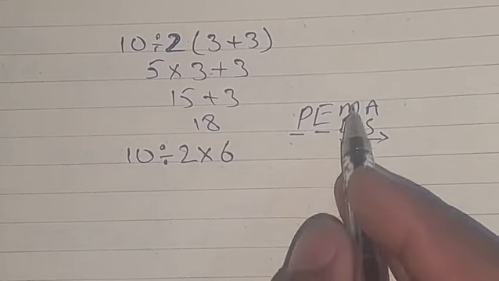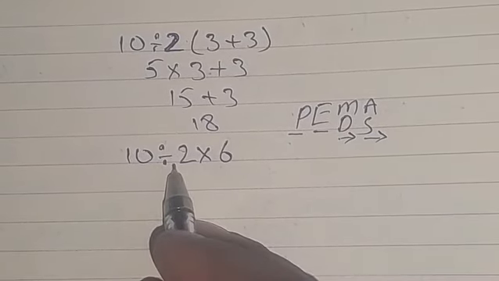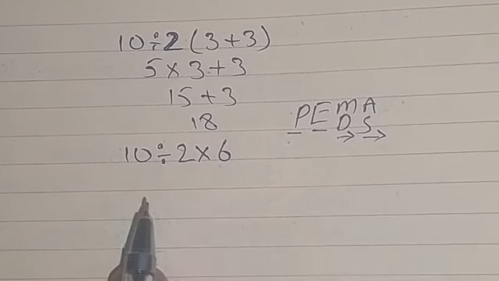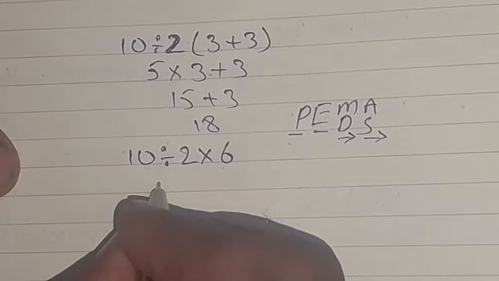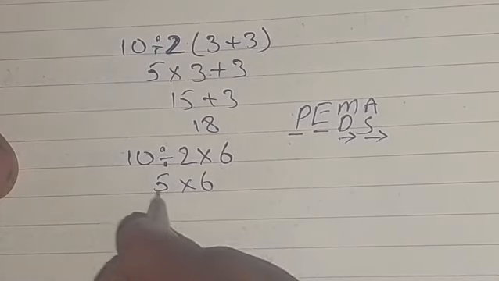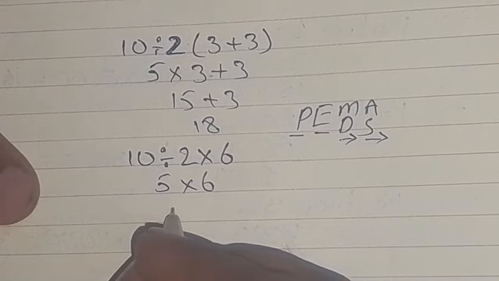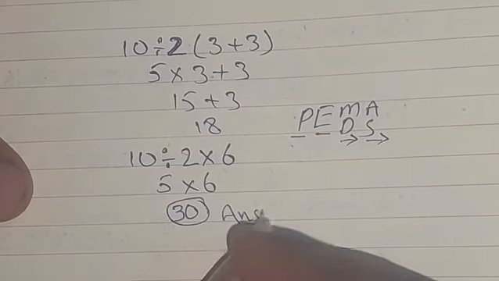According to the rule, multiplication or division we solve from left to right. Now on the left side we have division, so first we solve division, then we solve multiplication. So 10 divided by 2 gives us 5 multiplied by 6, and 5 multiplied by 6 gives us 30. So the final answer is 30.